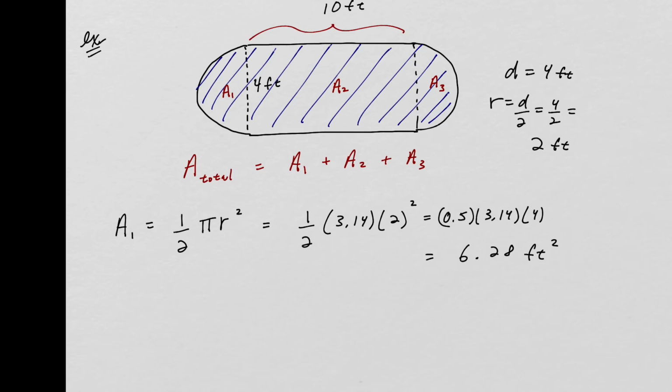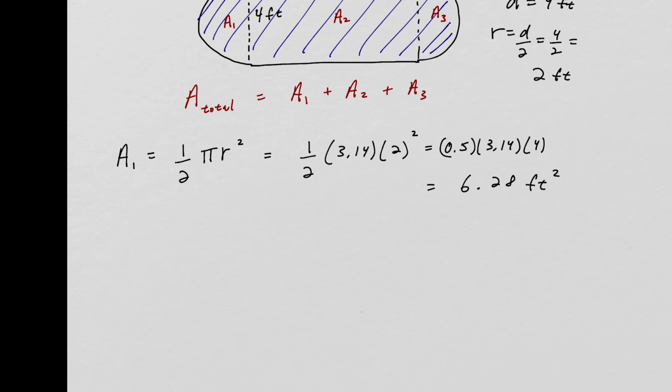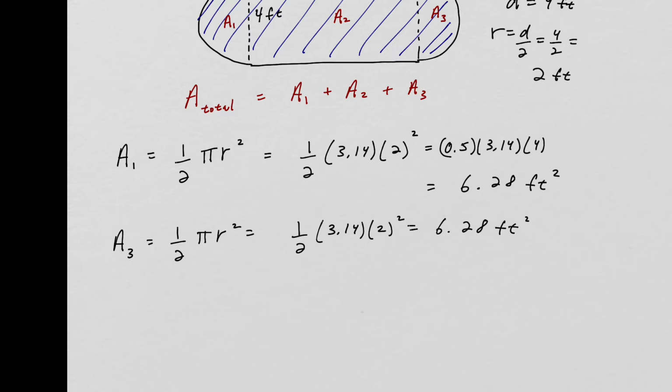Okay, what about A3? Well, let's do A3 first, and I'll go back to A2. A3 is the same thing, right? It's the other half of that circle, basically. So it has exactly the same formula. It's half the area of a circle. So this will be 1/2 times 3.14 times 2 squared. That also is going to be 6.28 square feet, or feet squared.